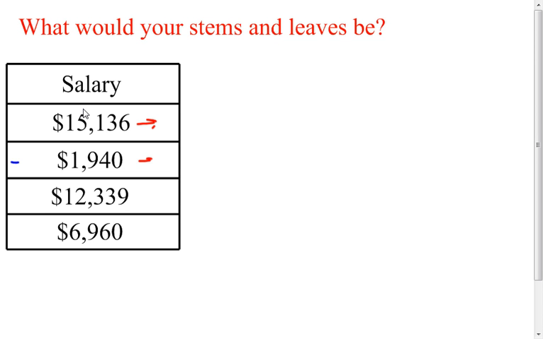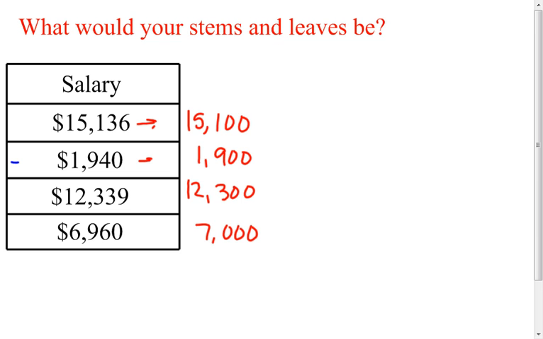Now I'm going to round these all to the nearest hundreds. So here I would have 15,100. The next one, if I round it to the nearest hundred, would be 1,900. The next one would be 12,300. And the next one would be 7,000. Now I want you to notice how they all have 2 zeros at the end. So I would cross both of those zeros off.